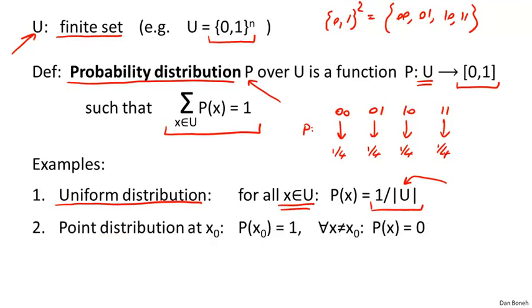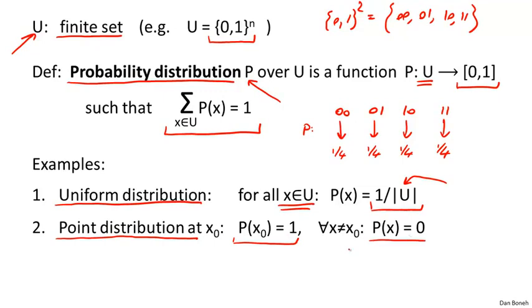Another distribution that's very common is what's called the point distribution at the point x0. And what this point distribution does is basically it puts all the weight on a single point, namely x0. So here we assign to the point x0 all the weight, 1, and then to all other points in the universe, we assign the weight 0.